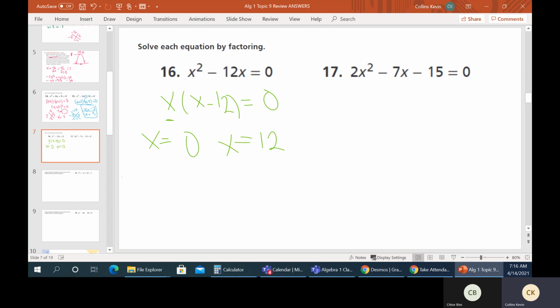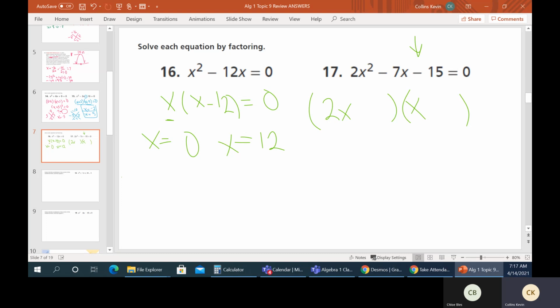the x squared. So what that means for us is we're going to have one of these guys is going to be 2x, and one of these guys is going to be just x. Because when you multiply them back together, 2x times x gives you the 2x squared. All right, so then we have a negative sign here. So that means one's going to be plus and one's going to be minus.